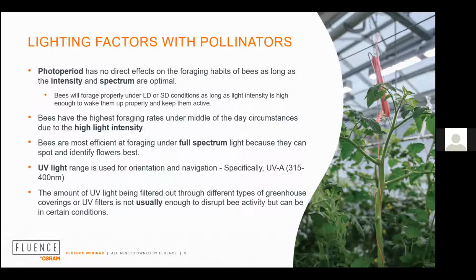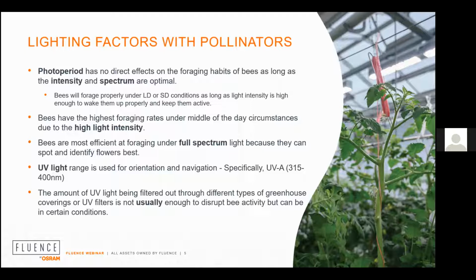Bees forage highest under middle of day conditions, what we consider high natural light conditions in the middle of the day. In winter months, you really want to replicate that in order to get the proper activity out of those pollinators as well. One of the things to focus on here is spectrum, because they're most efficient at foraging under full spectrum light. They can spot and identify the flowers best, which plays into the spectral qualities of those flowers and the illumination source on the flowers.